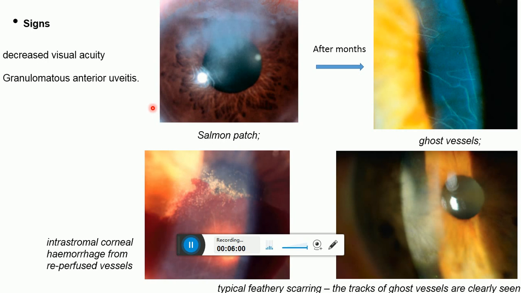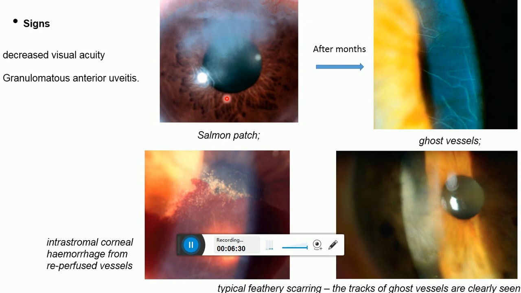Now the signs. There is profoundly decreased visual acuity in the active stage. Limbitis associated with deep stromal vascularization, with cellular infiltration, and clouding that may obscure the still perfused vessels to give the characteristic pinkish salmon patch appearance. This is the salmon patch appearance.